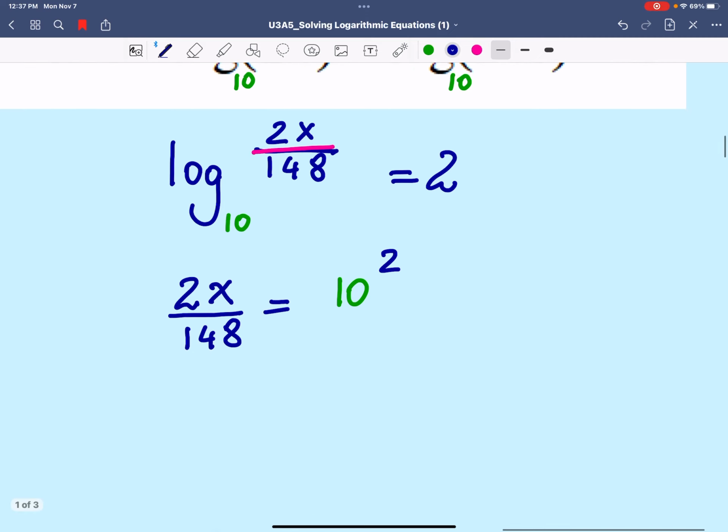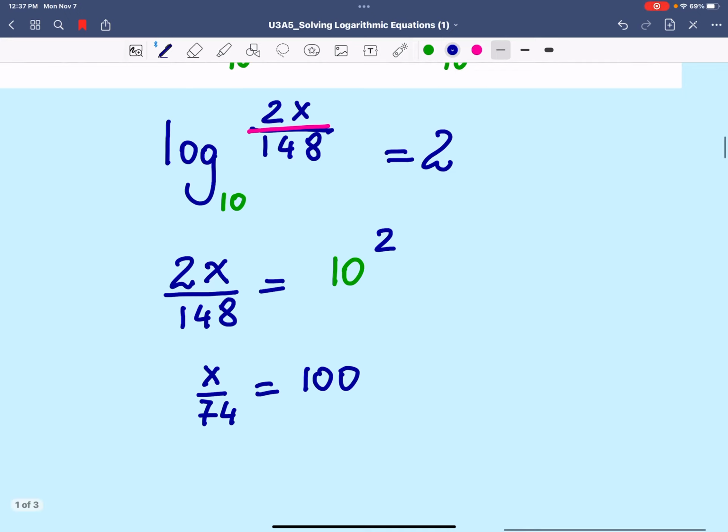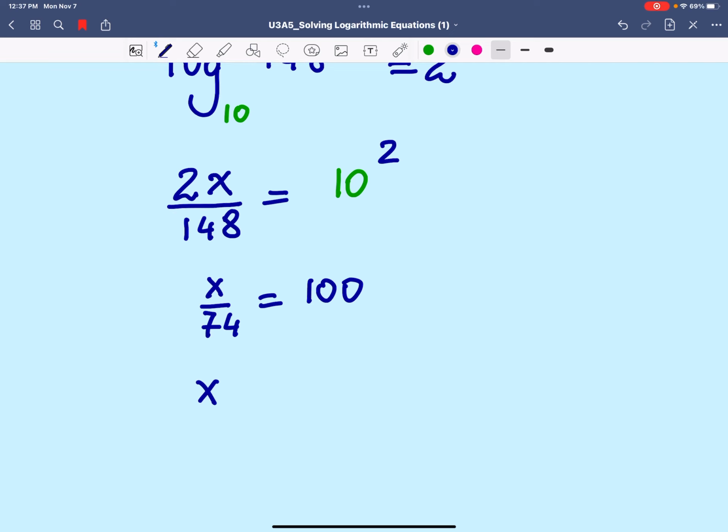Now 2x over 148 is equal to x over 74, so reduce, why not? And that 10 squared equals 100. So solve for x, multiply both sides by 74, and we have 740 as a solution.